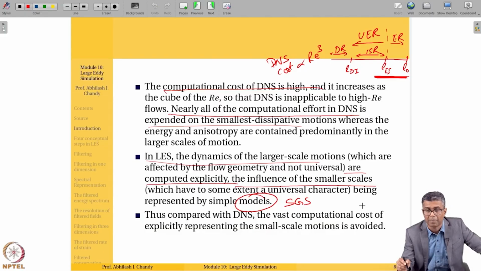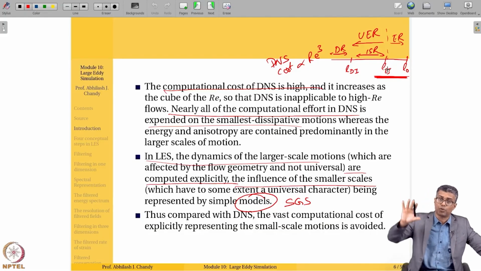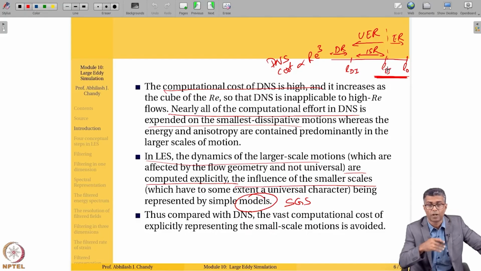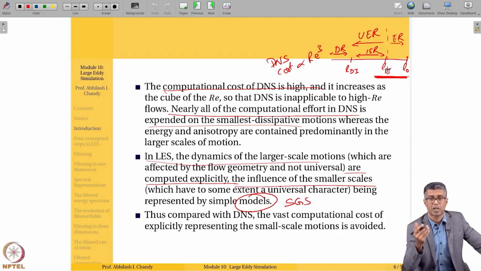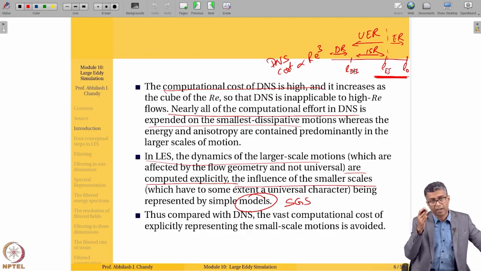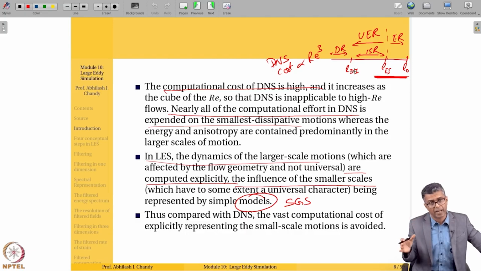If I look at my length scale range, I have L0, which is the integral length scale. LEI is this demarcation length scale between large scales and the universal equilibrium range, or the small scales, which according to Kolmogorov's hypothesis are isotropic and universal. And then I have this LDI, which is the demarcation length scale between the dissipation range and the inertial subrange. So all that is irrelevant now while discussing LES.